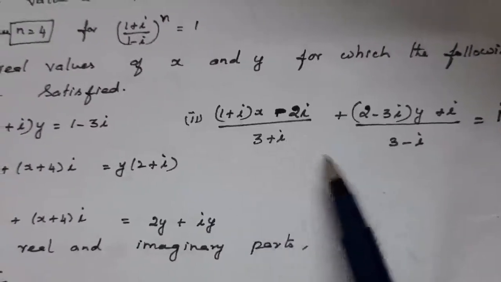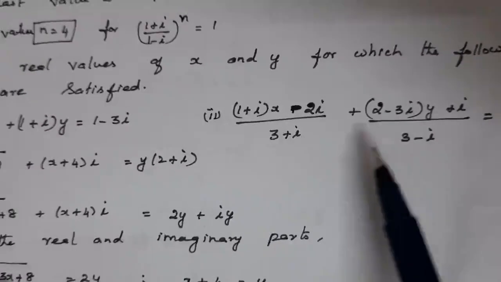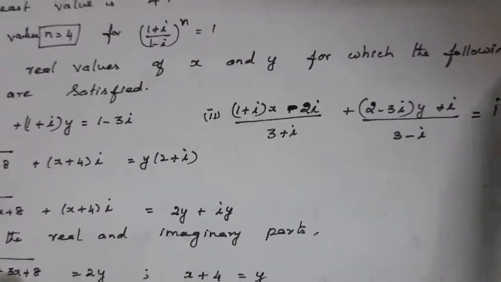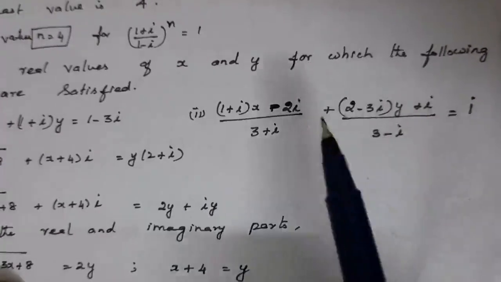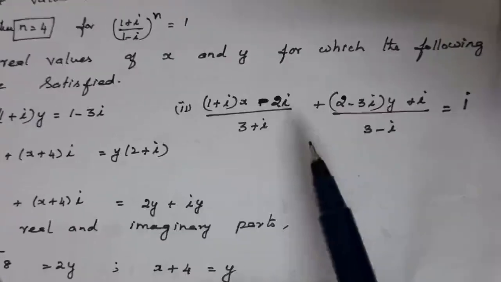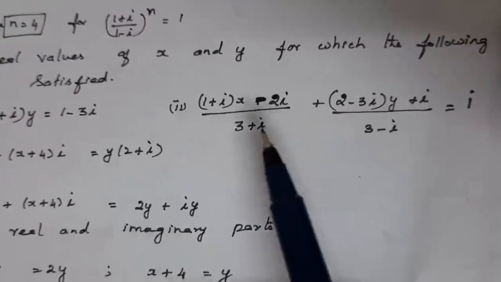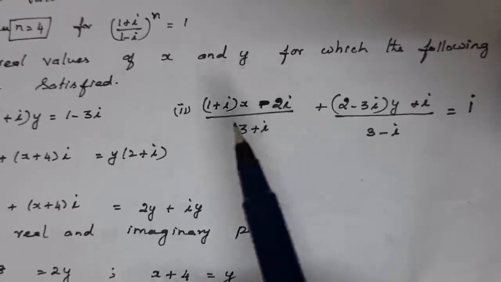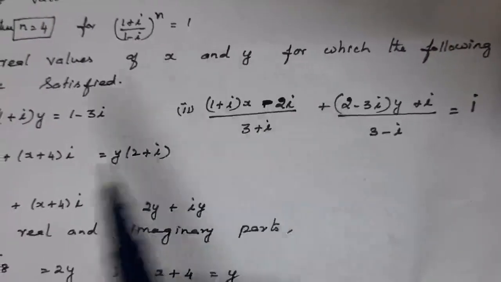So the denominator will become (3 plus i) into (3 minus i), which will be equal to 3 squared plus 1 squared, that is 10. On cross multiplying, the right hand side will become 10i. So now after multiplying the two complex numbers and summing up, equate the real and imaginary parts. You will get two equations in x and y. Solve them and get the value of x and y.